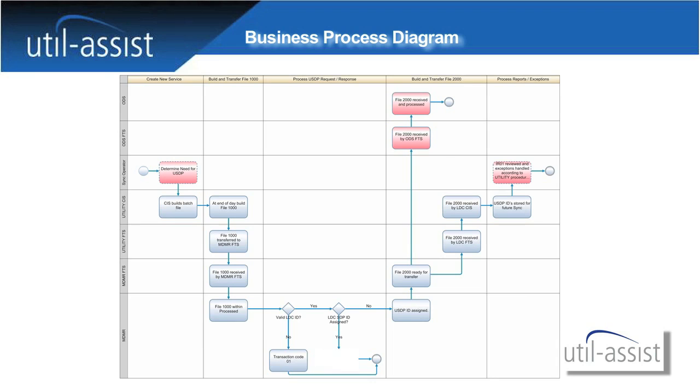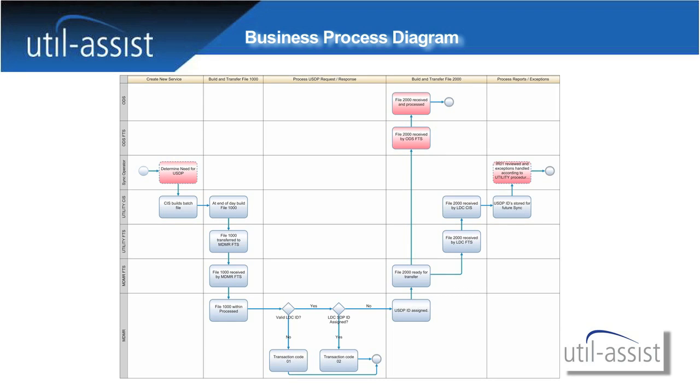If it has, you would get transaction code 2. If it hasn't, you would get a USDP ID assigned, and MDMR would start to build what's called file 2000 to provide back to the utility. They would then move that through the AS2 client into your AS2 client, which would move into your CIS once received. That's a bit of a business process decision. How does that get into CIS? Is this an automated process, or is this somebody with a mouse picking up that file, moving it around, processing it?